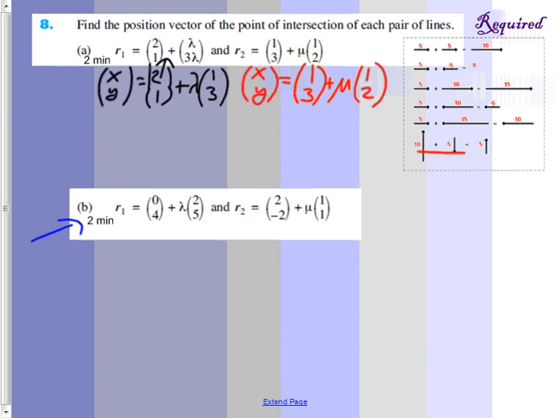Next step is usually write them in parametrics. We do need parametric form. It's so much easier in parametric form. So I'm going to rewrite this and say x equals 2 plus 1 lambda. And y equals 1 plus 3 lambda. Meanwhile, back in the red problem, x is equal to 1 plus 1 mu, and y is equal to 3 plus 2 mu.